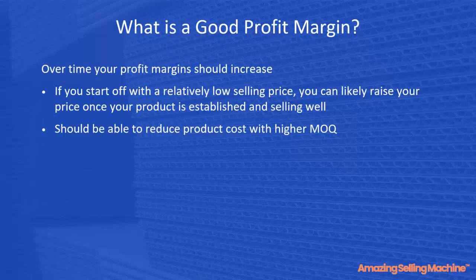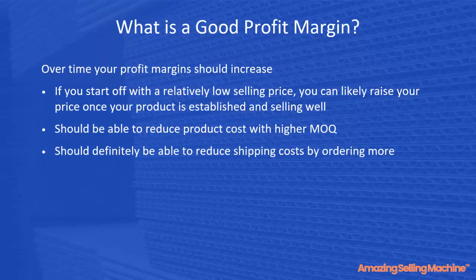Another way is that you should be able to reduce your product costs by simply ordering more products. In the example I just showed you with the shipping, we didn't even take into account getting a lower price from our supplier. That would have increased our profit margin even more. And of course, as I just showed you, you should definitely be able to reduce your shipping costs by ordering and shipping more products at the same time.